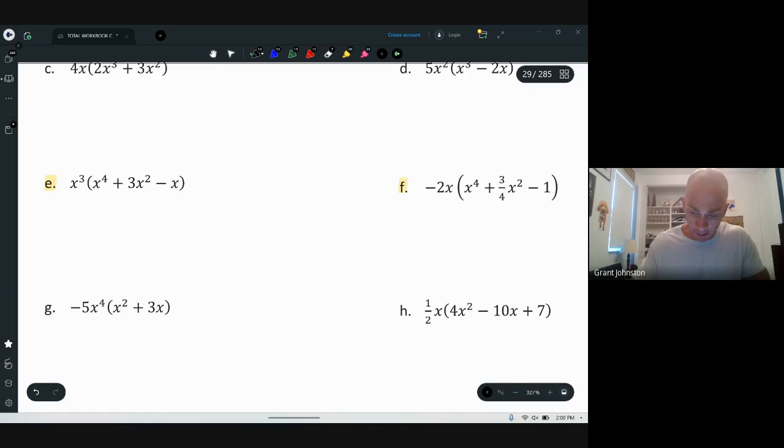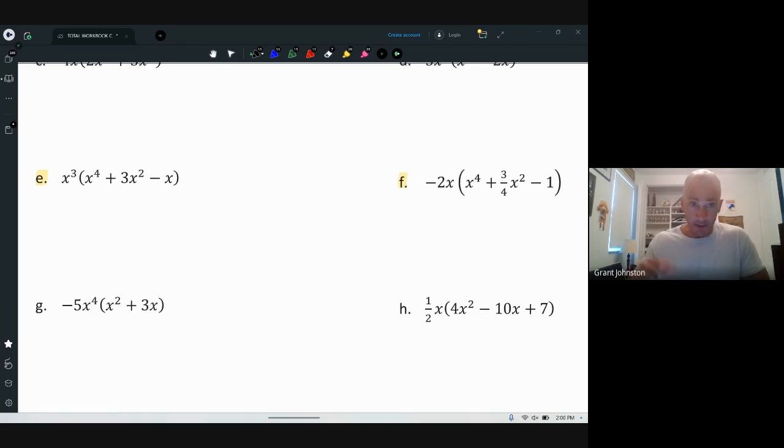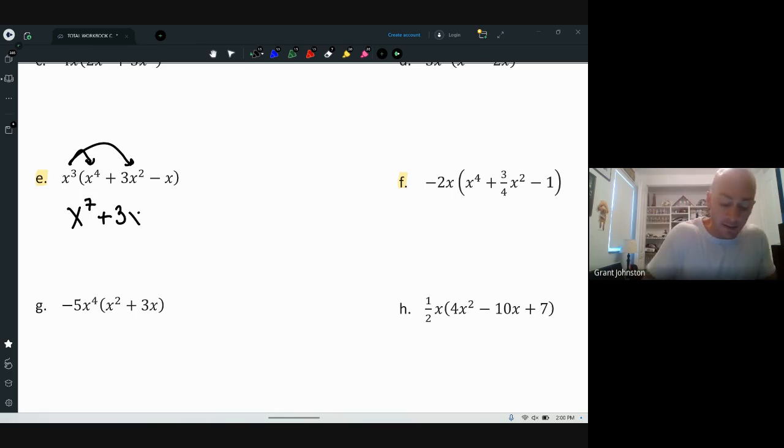I'm going to jump on to E. Now, E, we have x to the third. It doesn't have a coefficient, so we don't have to worry about multiplying any numbers in front. But x to the third times x to the fourth. Remember, we're doing x to the third times x to the fourth. When we add the exponents in that situation, that's going to be x to the seventh. The second term is still going to have that 3 coefficient, but the x to the third times the x to the second would be x to the fifth.